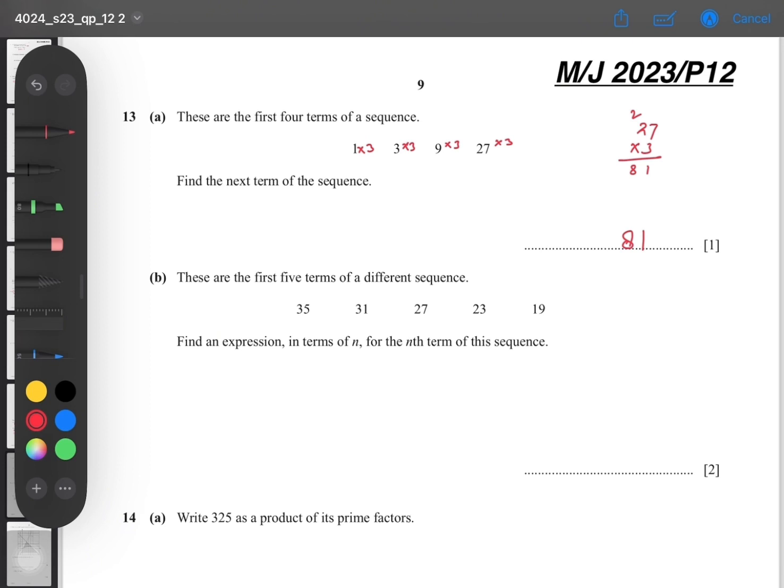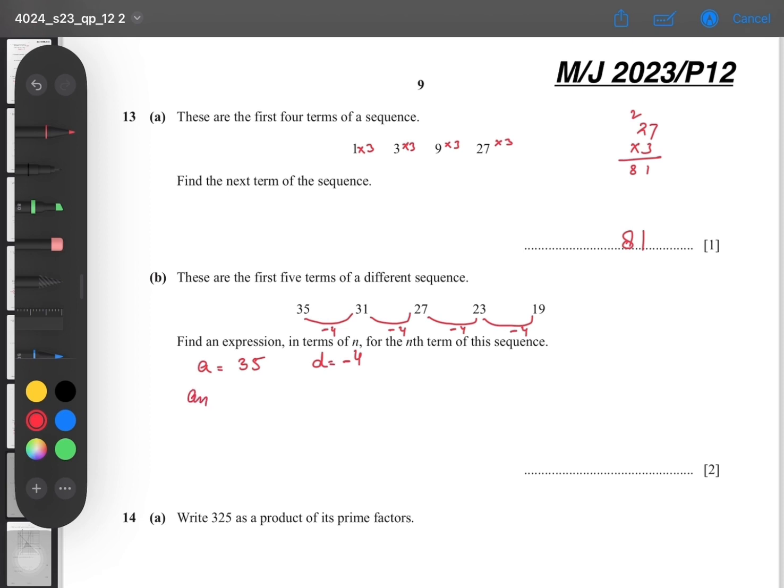So if you see the sequence, the difference of 35 and 31 is 4. So if I subtract 31 from 35, I'll get minus 4. If I subtract 27 from 31, this is minus 4. Likewise, we can find out the common difference. This is minus 4. So a is equal to 35 and d is equal to minus 4.